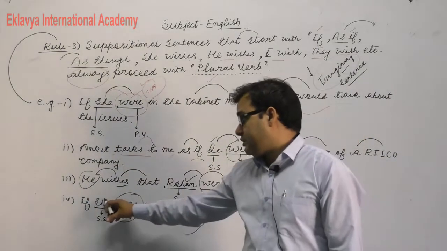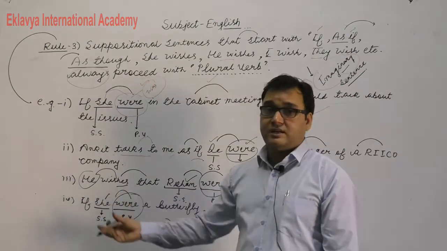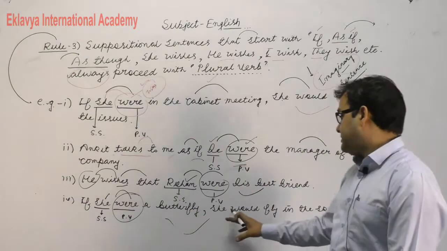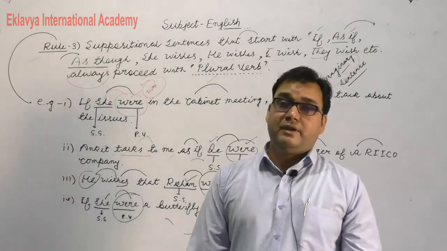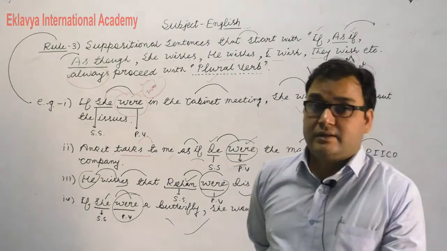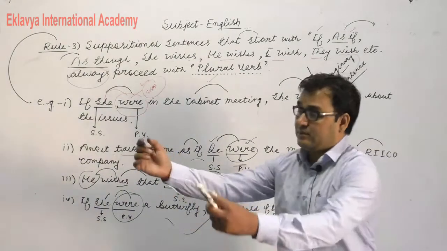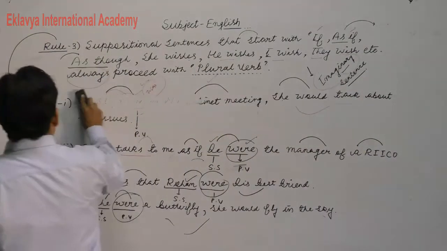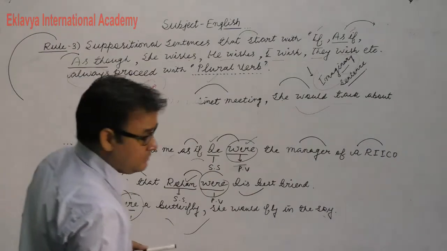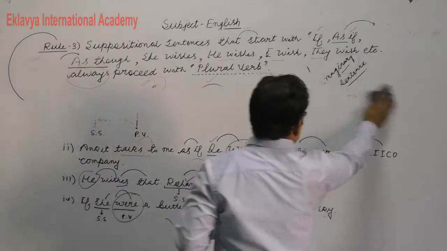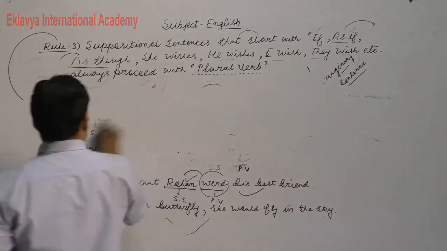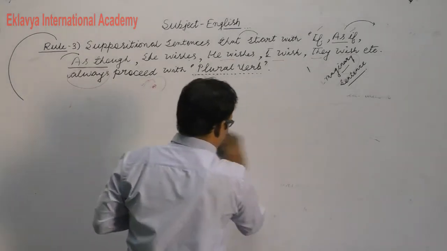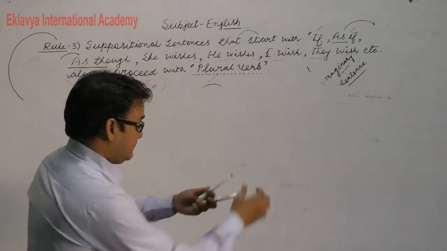But the thing is that singular subject, plural verb. If it were a plural subject, there would be no problem. If they were butterflies, they would fly in the sky. What's wrong in it? We have plural subject, so the verb will be plural. What's wrong in it? Okay students, it's all about your rule number 3. But we have a note here.